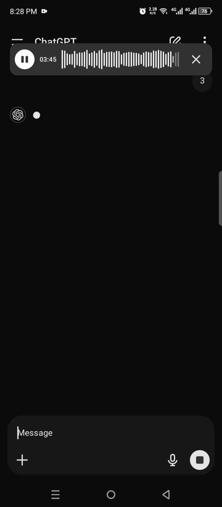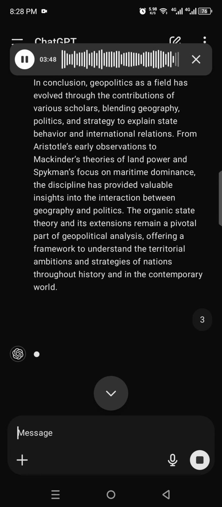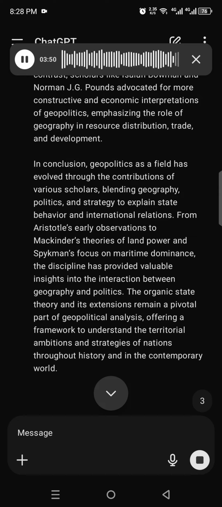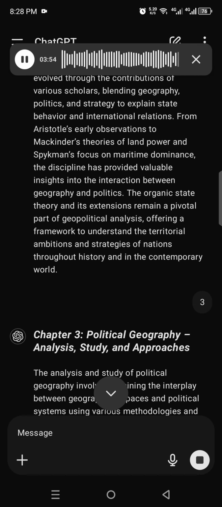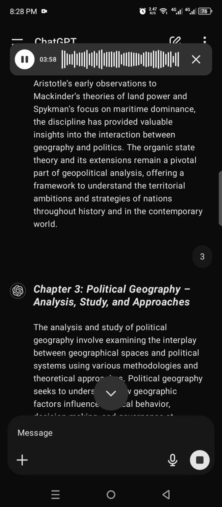The organic state theory and its extensions remain a pivotal part of geopolitical analysis, offering a framework to understand the territorial ambitions and strategies of nations throughout history and in the contemporary world.